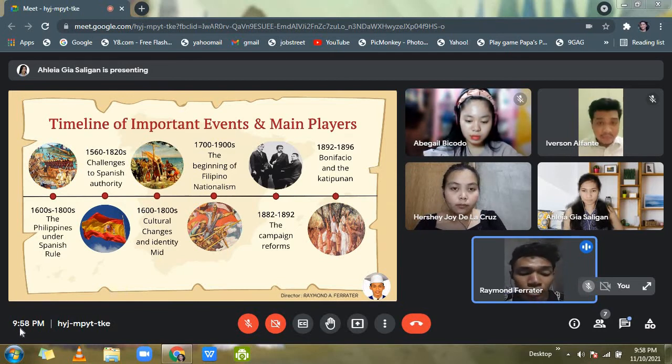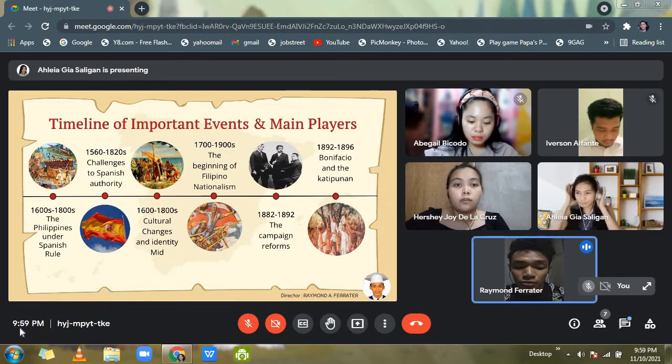Next, between 1882 to 1892, Dr. Jose Rizal, Marcelo H. del Pilar, and Graciano Lopez Jaena wrote La Solidaridad.